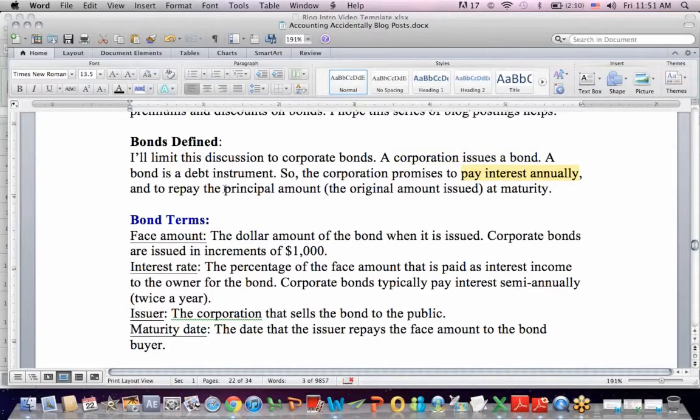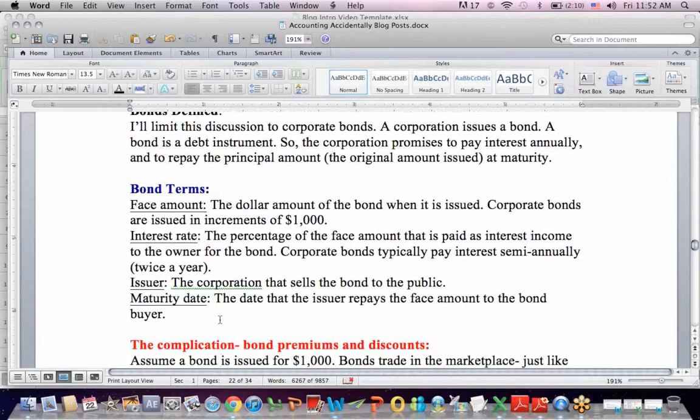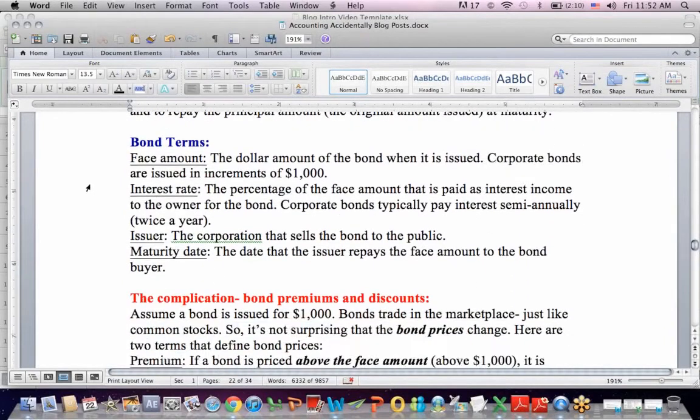Now, there's two flows. There's the interest payment flow to the investor. There's also the repayment of the principal amount, which is another way of saying the original amount issued at maturity. And an important thing to remember as I get into bond terms is that all the important information that an investor needs is printed on the face of the certificate. So it's a good disclosure rule.